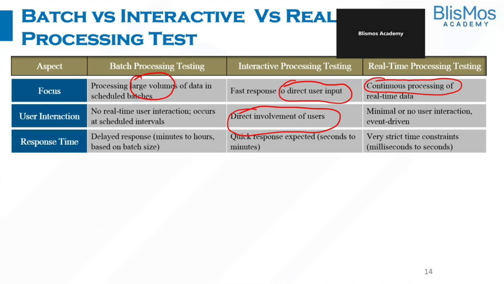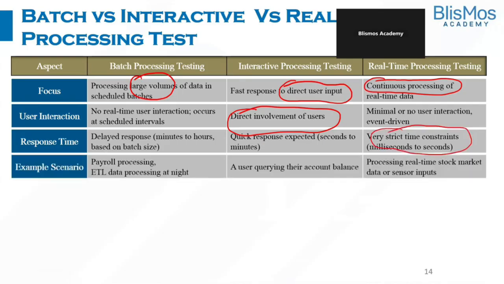In case of interactive processing, there is a quick response. In real-time processing, because you need to take the decision based on the processing of the data, the time constraints are very, very strict. So batch processing is like payroll processing, processing a large amount of data which is accumulated over a period of time.